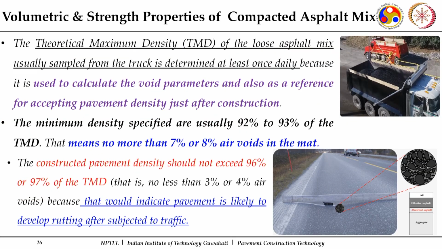Now, to compare these volumetric properties of compacted mixes, we need to know the maximum specific gravity, that is, the theoretical maximum specific gravity of the loose mix. This we normally sample from the trucks in which the loose mix is loaded. From here we will work out the theoretical maximum specific gravity, and then compare the density obtained in the lab or in the field with the theoretical maximum density. Normally it is said that the density should not be less than 90 to 93% of the theoretical maximum density.